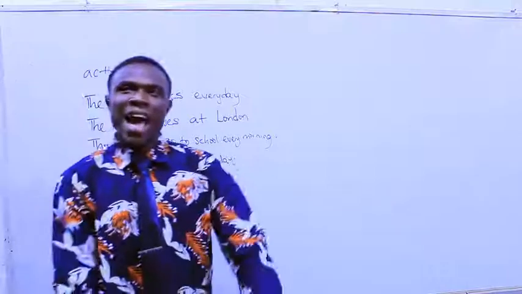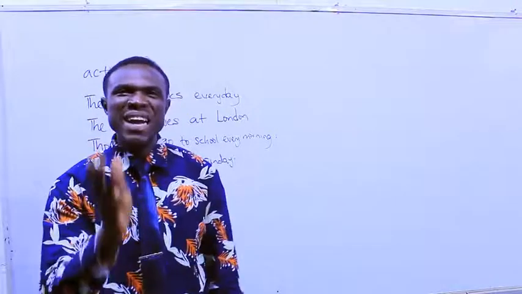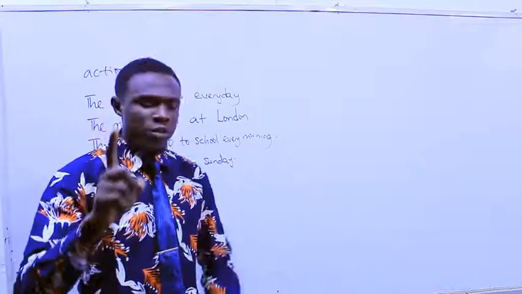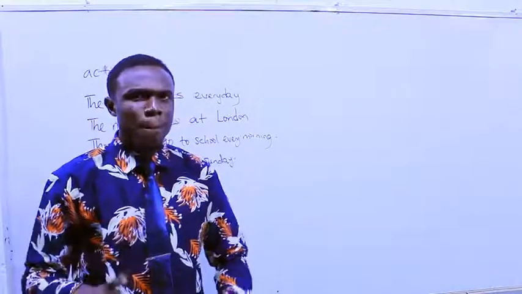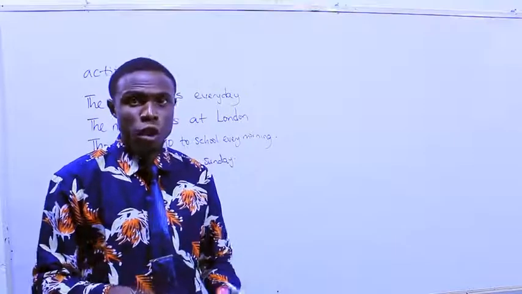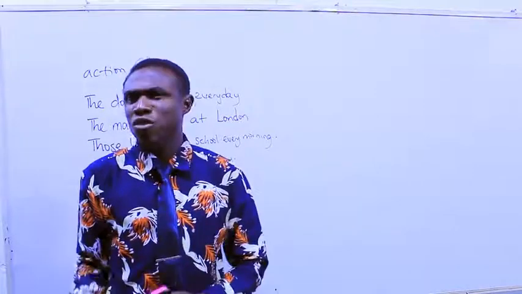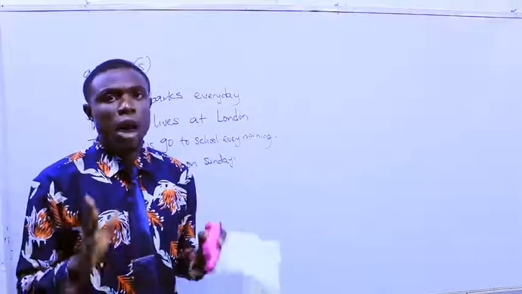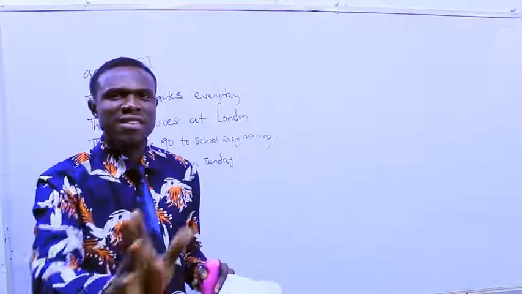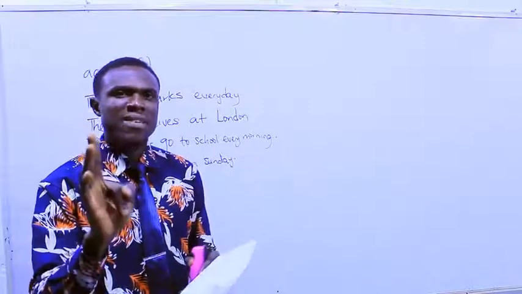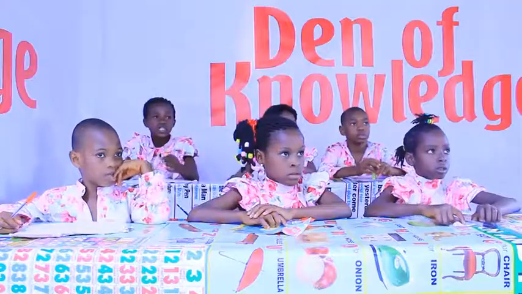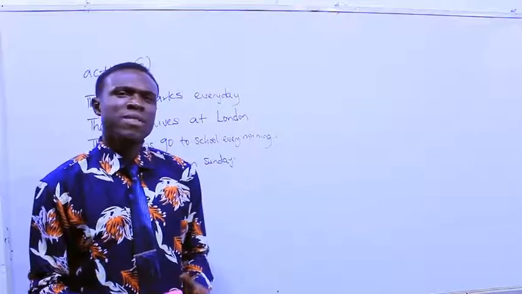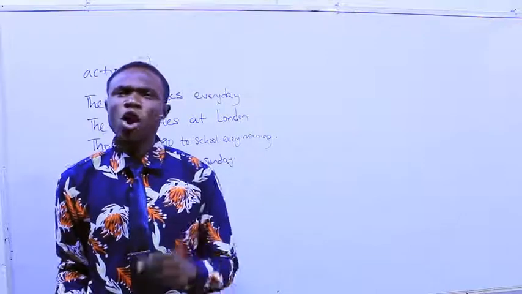Alright, children. I hope at this point you can make five sentences using the present, past, and habitual actions. Of course, the present actions, the past actions, habitual action. Now you are going to do it for me. I hope you can do it. Make five sentences using the present, the past, and habitual actions. And then you can forward it through the website you see over there, Den of Knowledge.